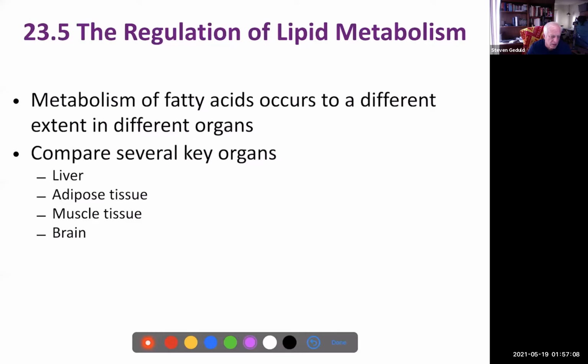Okay. Regulation of lipid metabolism. Metabolism of fatty acids occurs to a different extent in different organs. Okay. Some organs are specifically designed for metabolism and breakdown of fatty acids. Okay, you have different areas where it occurs. It occurs in the liver, it occurs in your fat tissues, you have adipose tissue, it occurs in muscle, and it occurs in brain.